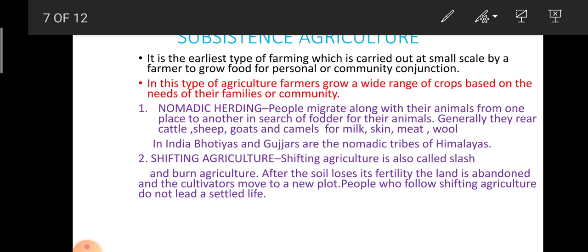Mainly the tribal people of the forest practice shifting agriculture. And the nomadic people who live in the mountainous region of the Himalayas also followed shifting agriculture. It is prevalent in the dense forests of tropical Africa, Southeast Asia, and some parts of Northeast India, there in our country.